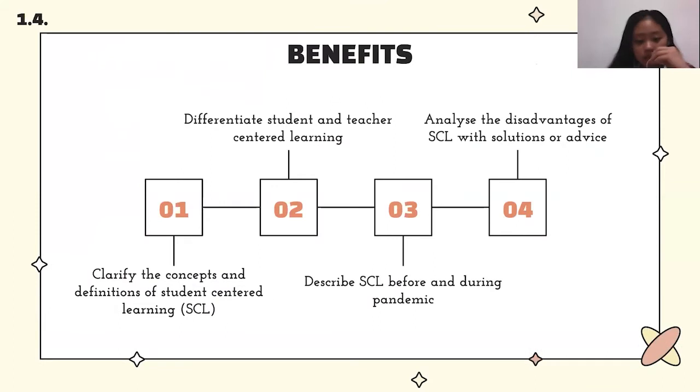Next, my name is Leonyta Augustyne with the last 3 digits ID number 150. Now I will describe what benefits this project can provide. The student project on student-centered learning can be used to clarify the real concepts and explain the definition of student-centered learning to equalize perception. The contents also can be a reference to differentiate student and teacher-centered learning styles by analyzing each one's pros and cons. Next, the result can be a guideline to describe the situation of student-centered learning before and during the pandemic. Last, the project can be used to analyze the disadvantages of student-centered learning and mention related solutions or advice.